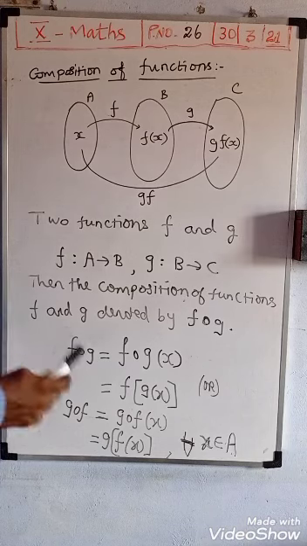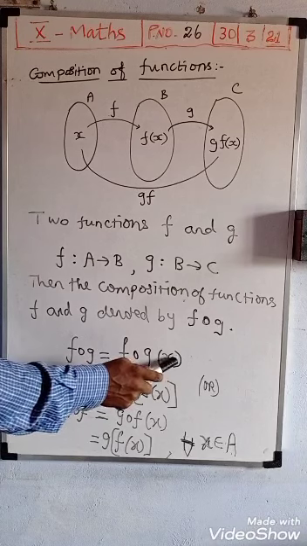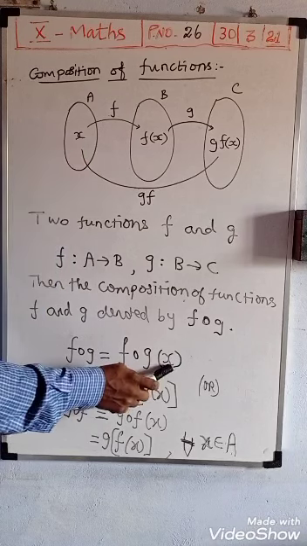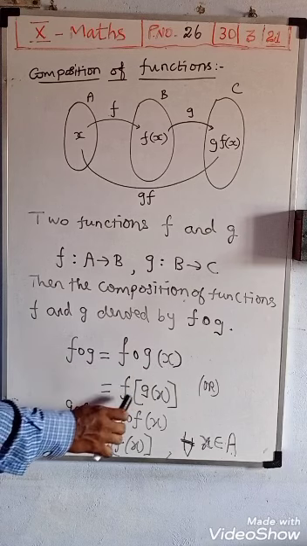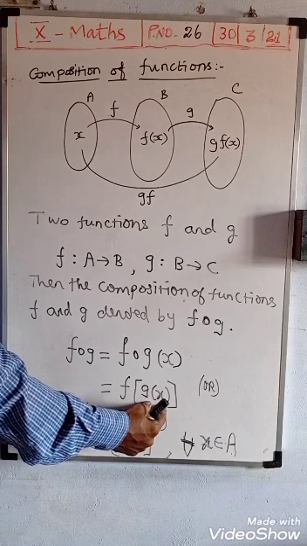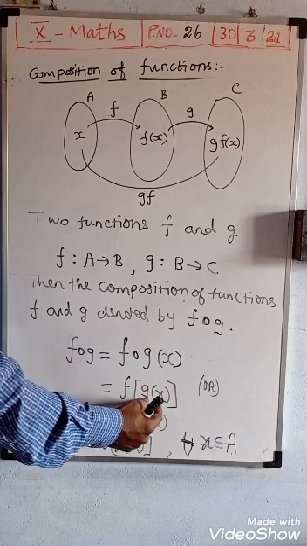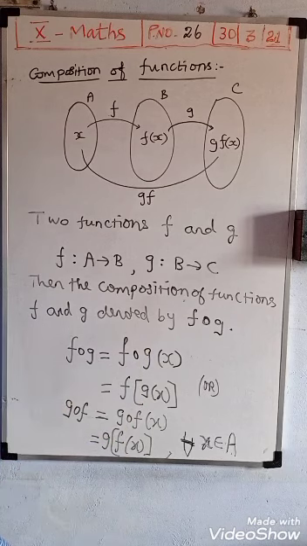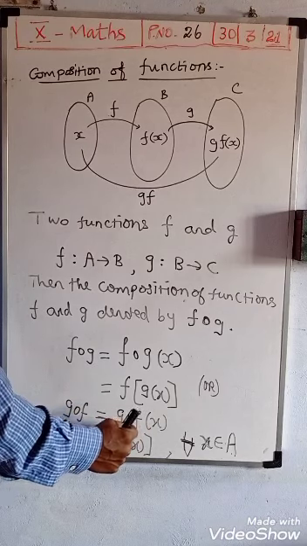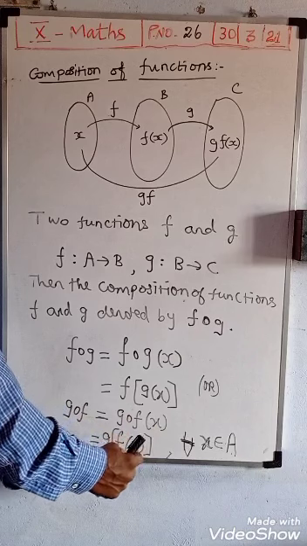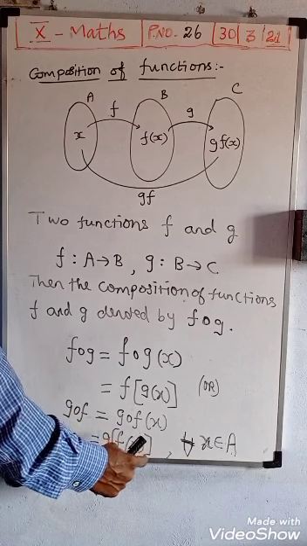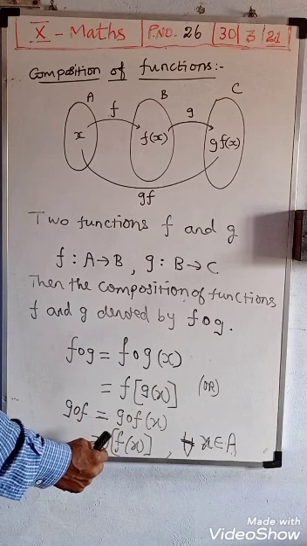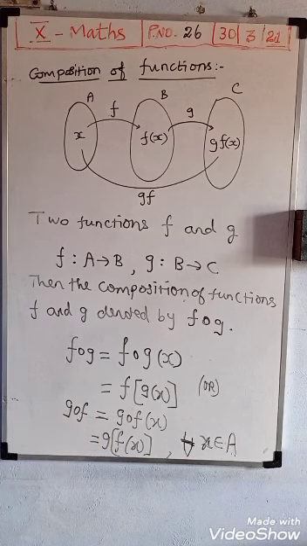So this definition: f composition g of x, the function applied first, means removing the composition symbol, f of g of x. First you find g of x, then you substitute this g of x value in the function f, and you receive the answer f composition g. Like that, for g composition f of x, first you find f of x, then substitute the f of x value in the function g, and you get g composition f. While solving problems you will understand this composition of functions.